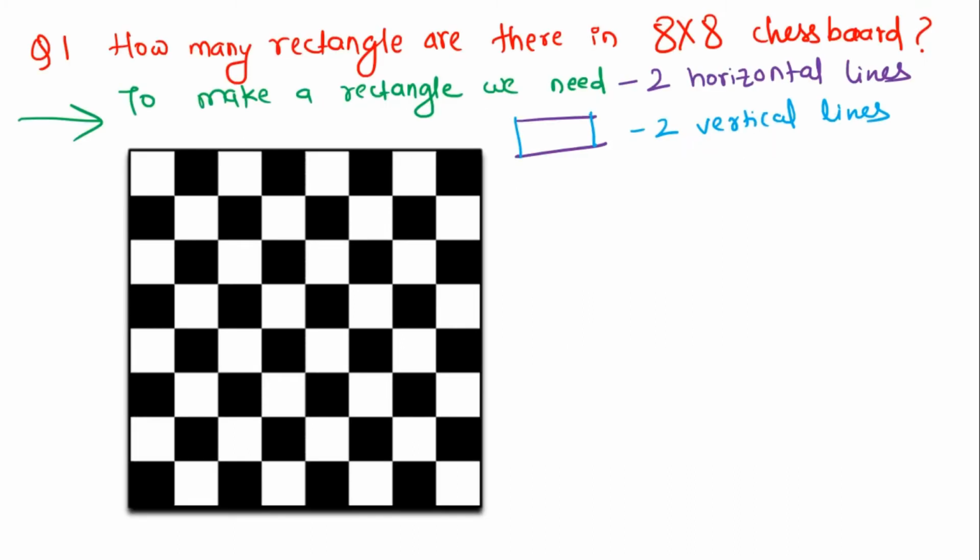How many rectangles are there in an 8 by 8 chessboard? Now, to find how many rectangles there are in an 8 by 8 chessboard, we first have to understand how we can make a rectangle. To make a rectangle, we just need 2 horizontal lines and 2 vertical lines. Now, in this chessboard, we will look at how many horizontal lines and vertical lines there are.